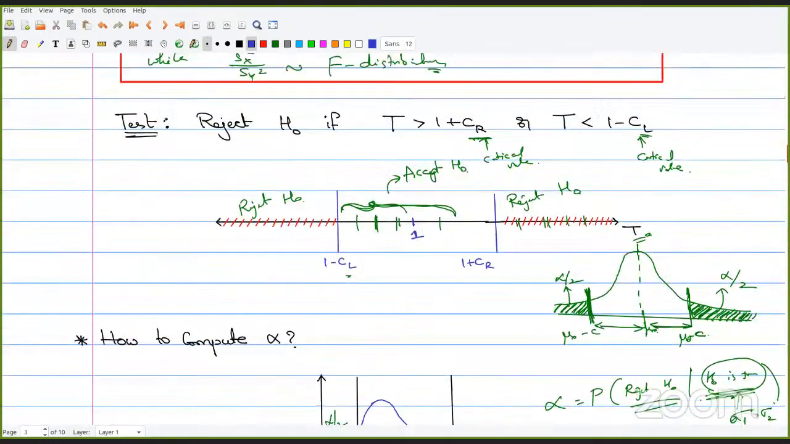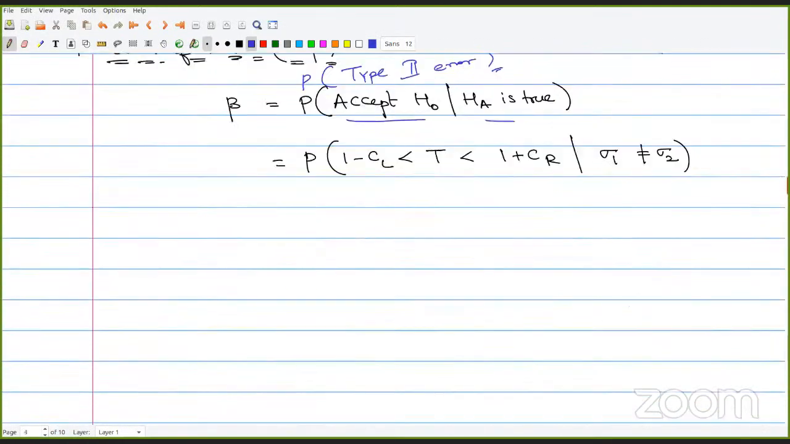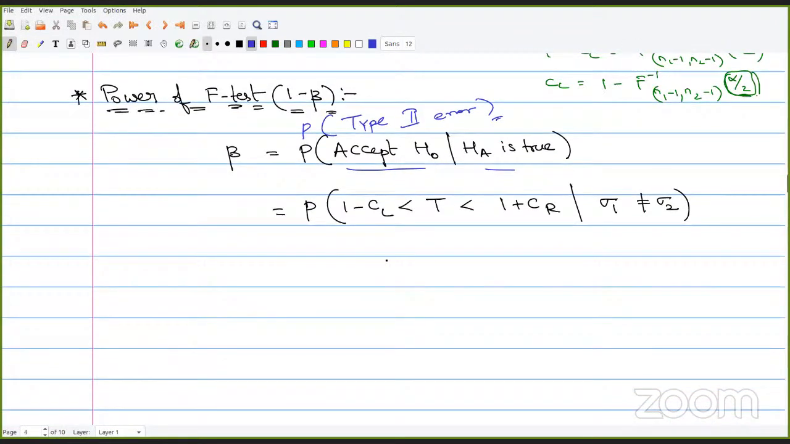You can see the acceptance region. In this region I will accept H0. The region is between 1 minus CL and 1 plus CR. That is what we have taken: T is between 1 minus CL and 1 plus CR, given HA is true. When HA is true, the standard deviations are different, the variances are different, so sigma 1 is not equal to sigma 2. Now we have 1 minus CL less than Sx square by Sy square less than 1 plus CR.